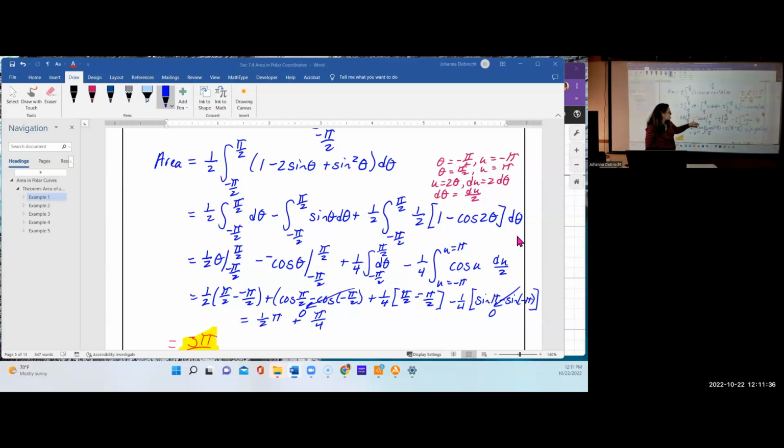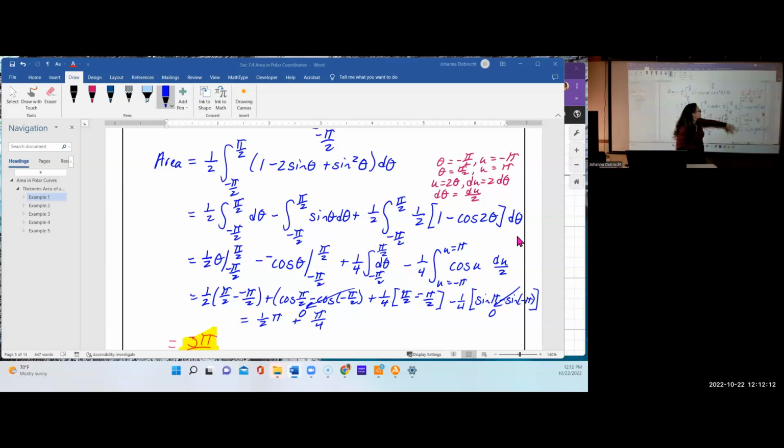That's going to make this plus cosine of theta. So the cosine of pi over 2 minus the cosine of negative pi over 2. But both of these go to 0, so this one zeroes out. Over here, I again have to split the integral into 2 integrals. So I get 1/4 of d theta, which is going to give me 1/4 of theta, which is going to be pi over 2 minus a negative pi over 2, which ends up giving me pi over 4. Then the last one is going to give me 1/4 the integral of cosine of 2 theta.